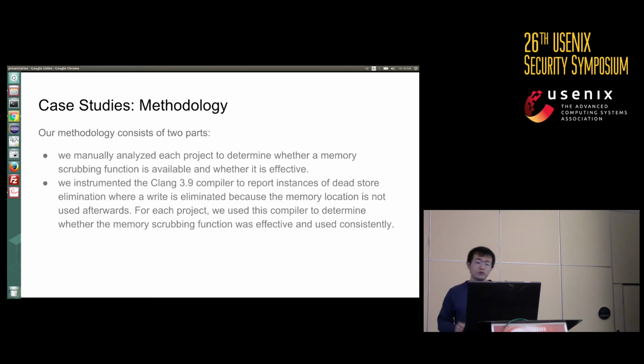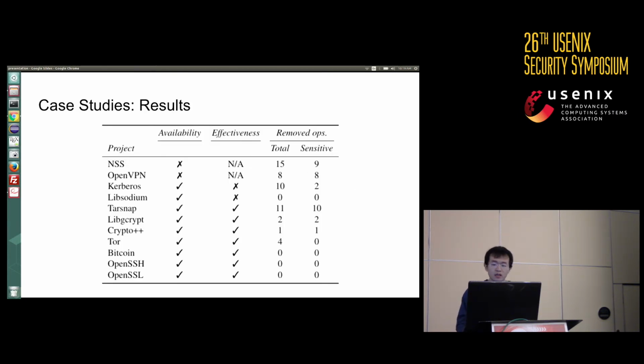Our methodology consists of two parts. First, we manually analyze each project to determine whether a memory scrubbing function is available and whether it is effective. And then we instrumented the Clang 3.9 compiler to report instances of dead store elimination, where a write is eliminated because the memory location is not used afterwards. For each project, we used this compiler to determine whether the memory scrubbing function was effective and used consistently. So here are our results.